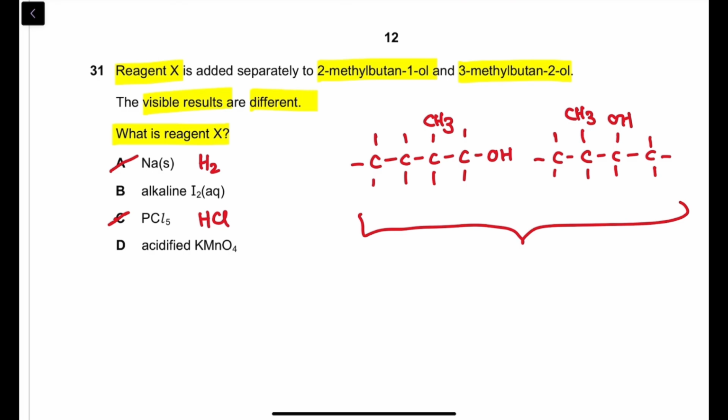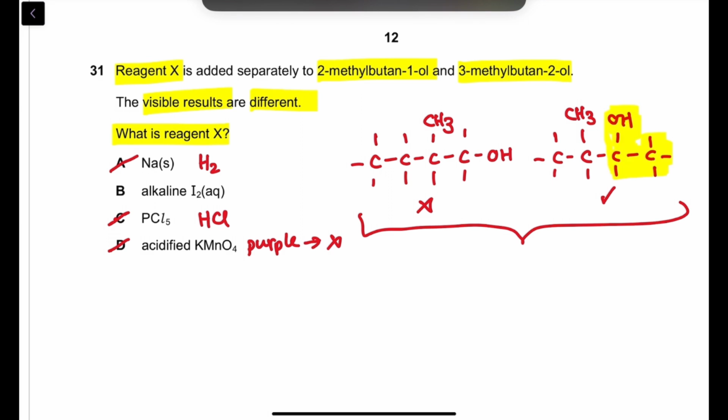And acidified potassium manganate, we will also have the same observations. These are all due to the presence of the alcohol group. So this will, for example, go from purple to colorless. Now for B, alkaline iodine is an indicator that we're referring to the iodoform test. We're going to have a negative result here, but we're going to have a positive result here, and that is because with 3-methylbutanol we have this group right here. And so the results of the visible changes are going to be different, so the answer must be B.